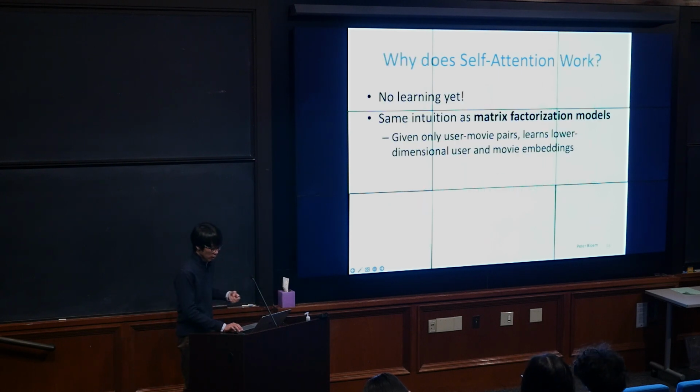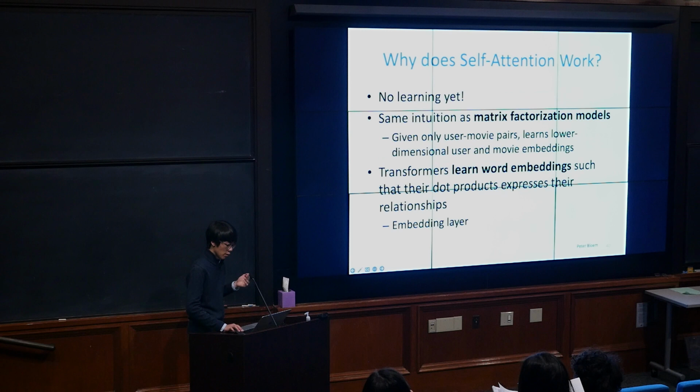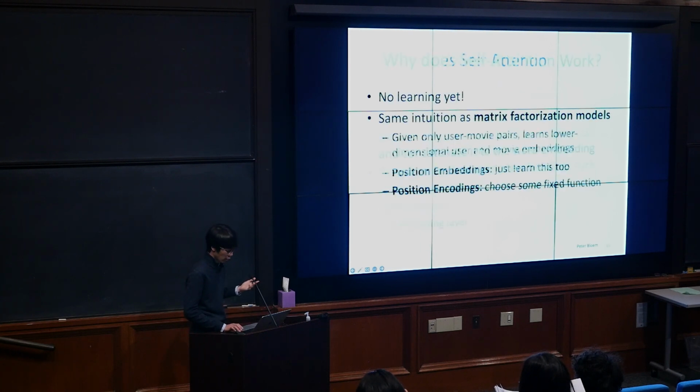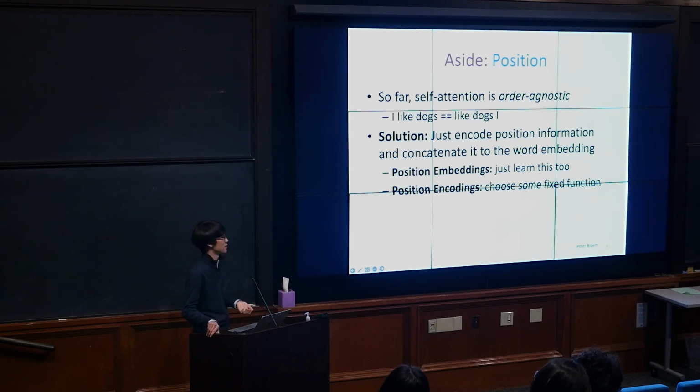All right, we're going to expand on this a little bit. We're going to get a little bit more complicated. This is the simplest iteration. The one thing that I want to point out first is position. So right now, self-attention, the way we've presented it so far, is order agnostic, right? So "I like dogs" is equivalent to the model as "dogs I like." And in our fancy language model, we would like that to not be the case because order really matters in sentences.